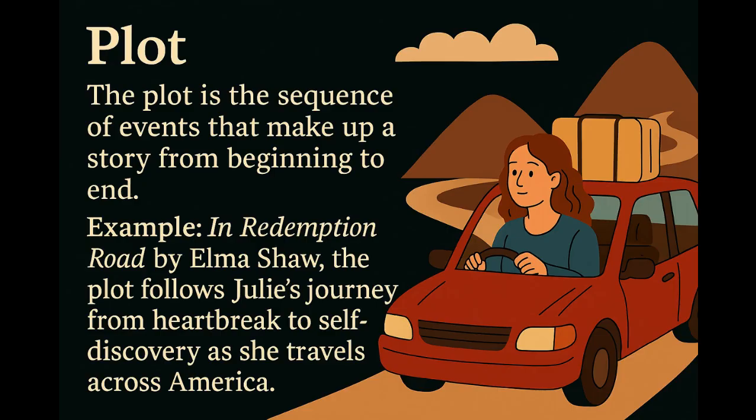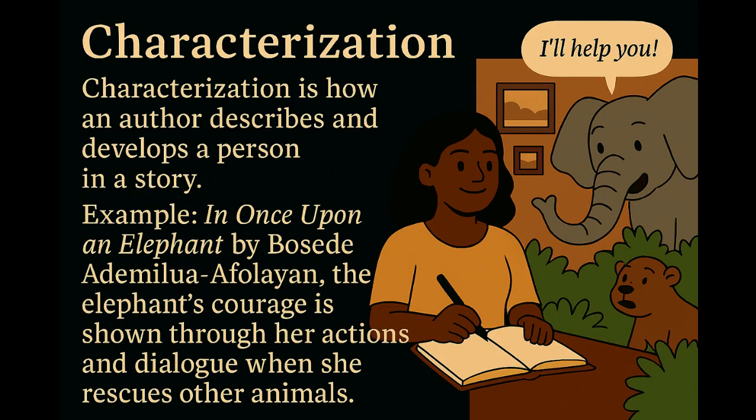Plot. The plot is a sequence of events that make up a story from beginning to end. An example, in Redemption Road by Elmer Shaw, the plot follows Julie's journey from heartbreak to self-discovery as she travels across America. Characterization is how an author describes and develops a person in a story.